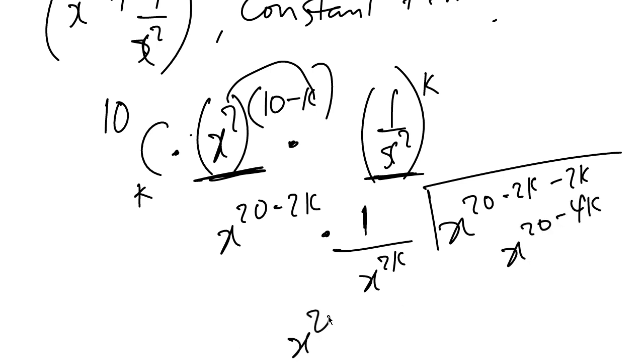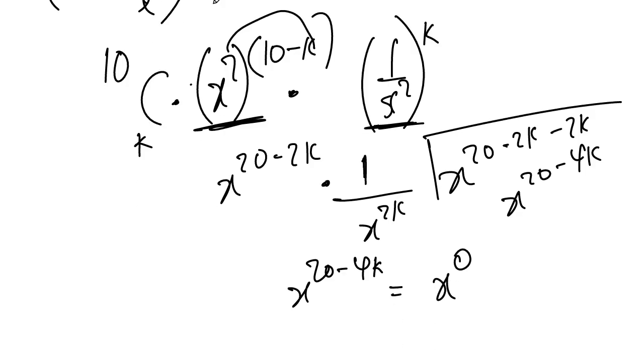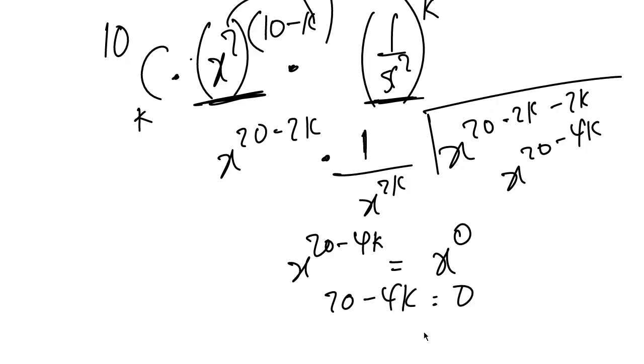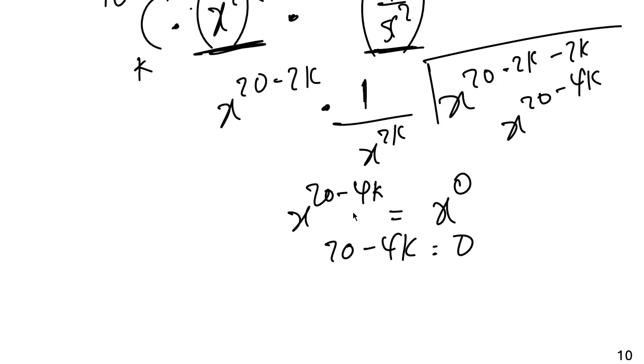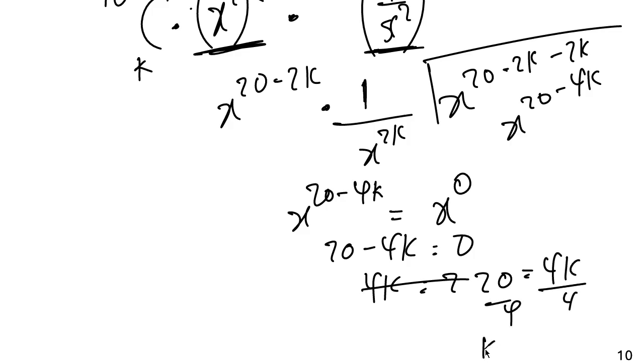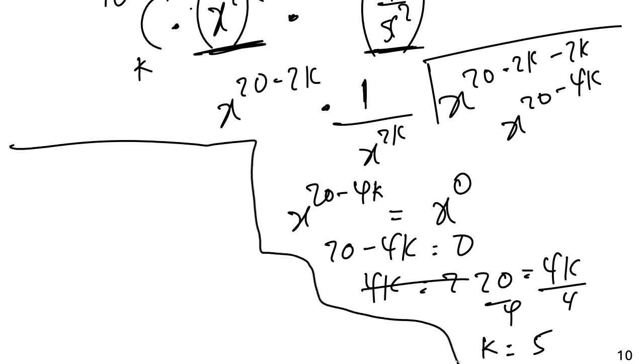So this x to the power 20 minus 4k now, you should compare it with x to the power 0, because you want to find the value of k for which the power of x will be 0. So that means you equate 20 minus 4k to 0. Negative 4k moves to the right, and you will now have 20 equal to 4k, right? Divide through by 4. You can see that k is 5. Do you understand?